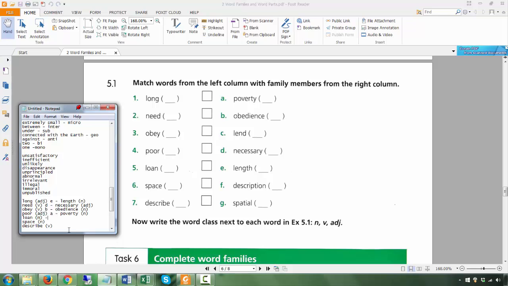Loan as a noun is linked to lend, which is a verb. Space is linked to spatial, which is an adjective. And describe would be linked to description. ION, which is a noun. All right.